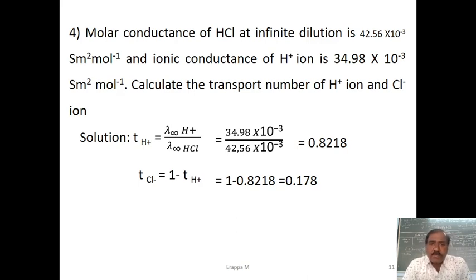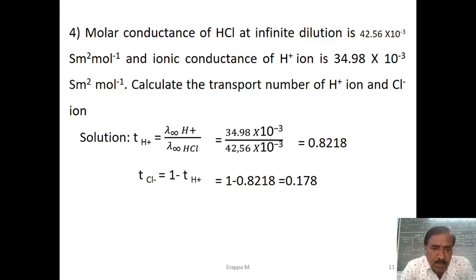Molar conductance of HCl at infinite dilution is 42.56 × 10⁻³ Siemens meter square per mole, and ionic conductance of H⁺ ion is 34.98 × 10⁻³ Siemens meter square per mole. Calculate the transport number of H⁺ ion and Cl⁻ ion. So you know the relation between the transport number and ionic mobility.